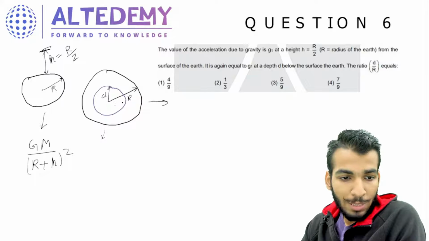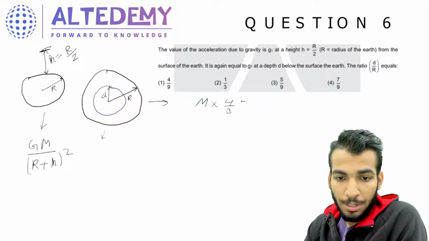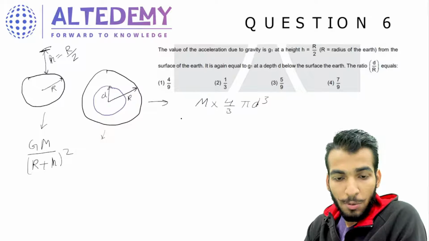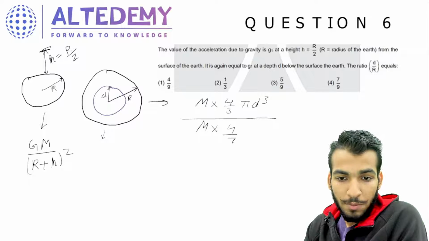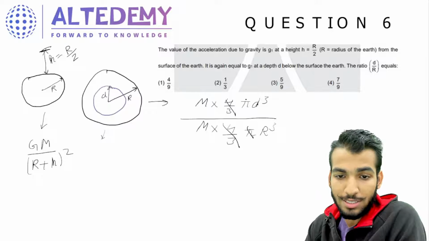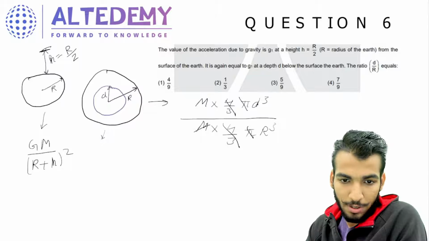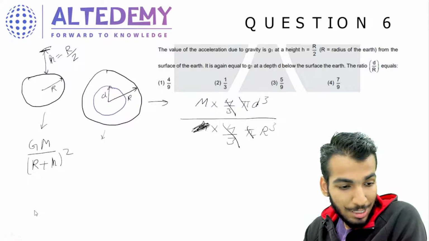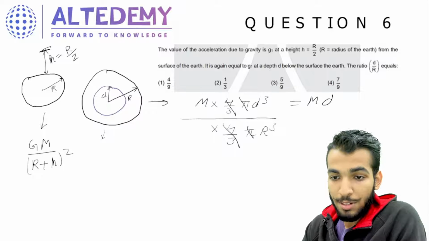What will be the mass of the Earth inside this? The mass of the Earth inside this will be M into 4 by 3 pi d cube upon M into 4 by 3 pi R cube. Straightforward. These things will cancel out. What will remain? Okay, sorry, this M will not be there because we are comparing the radii. So this will be equal to M d cube by R cube.